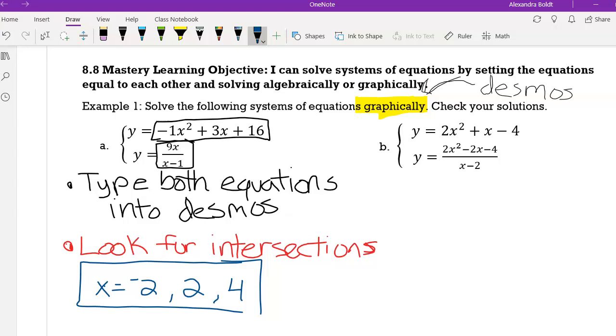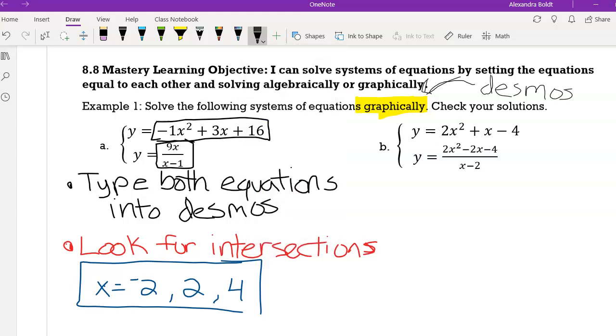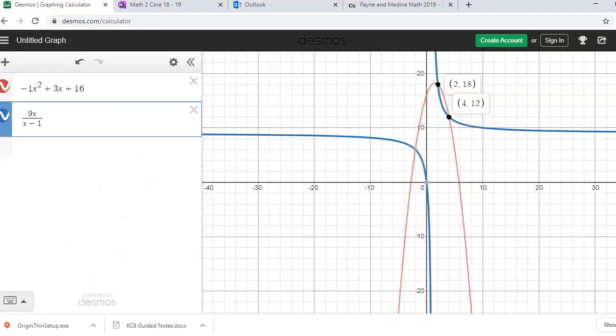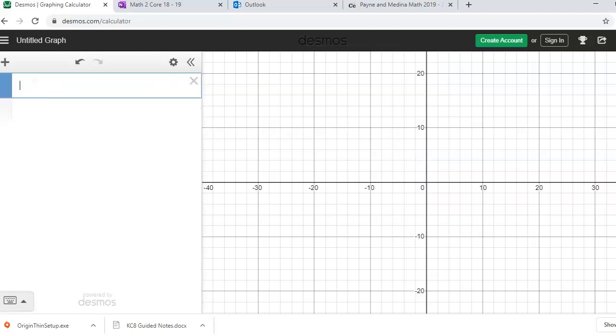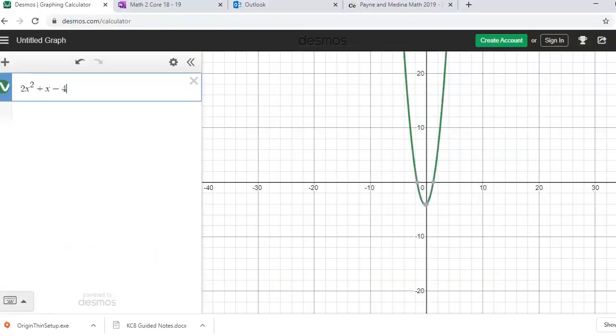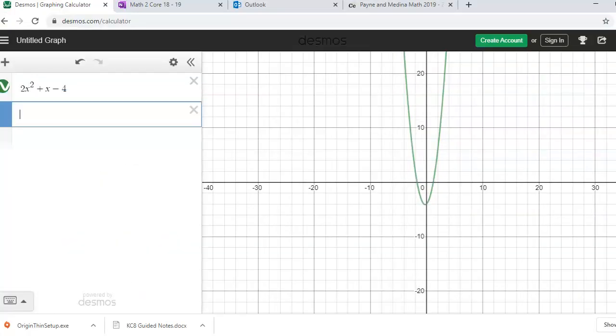I'm going to do the same thing here. Again, we don't have to type in the y equals. We have 2x squared plus x minus 4, right? And our other function is, now this is where we have to be careful, because if I type this whole thing in, 2x squared minus 2x minus 4, and then do the division sign, it's only going to go over the 4.